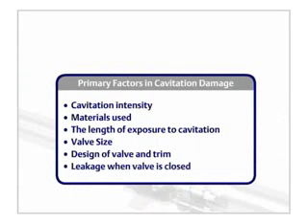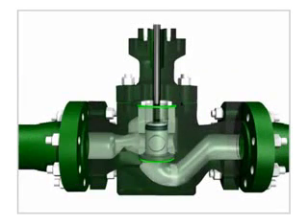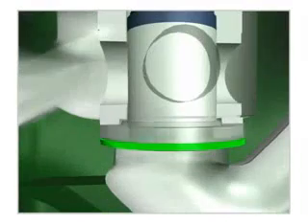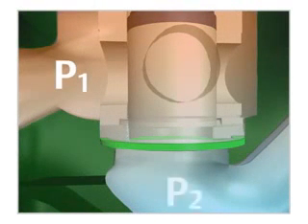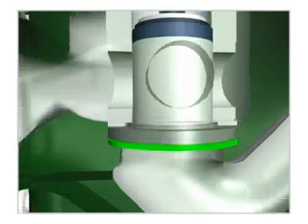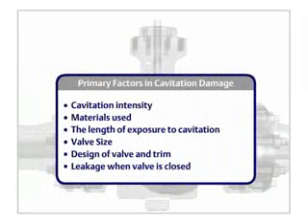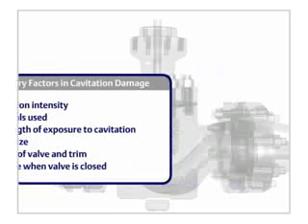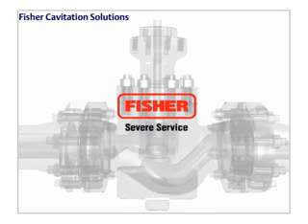If there is leakage occurring when a valve is closed. Fluid leakage moves fluid from a high-pressure area to a low-pressure area, which results in cavitation and potential damage. Cavitation damage can be reduced by altering or accommodating any of these factors. Cavitation damage can often be reduced or prevented by using the proper components.